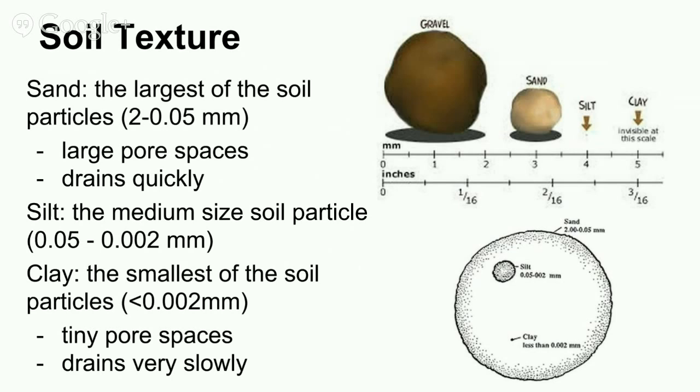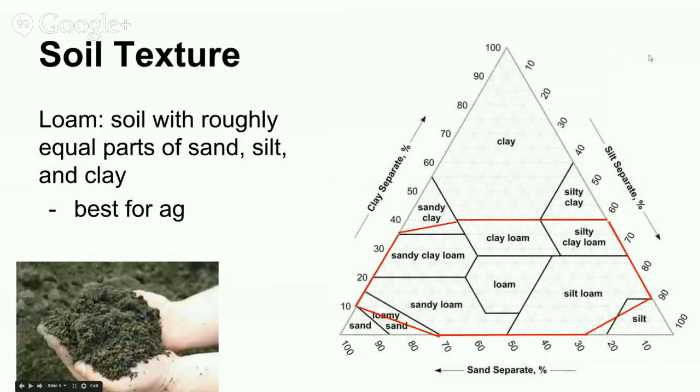So that being said, they have teeny tiny pore spaces, and so they drain really slowly, and they can hold a lot of water. We have loam, which is a soil with roughly equal parts of all 3 of those particles, sand, silt, and clay. And this is the best for agriculture because it has all of the benefits of all 3 soil particles, but none of the downfalls of having too much of any one kind.